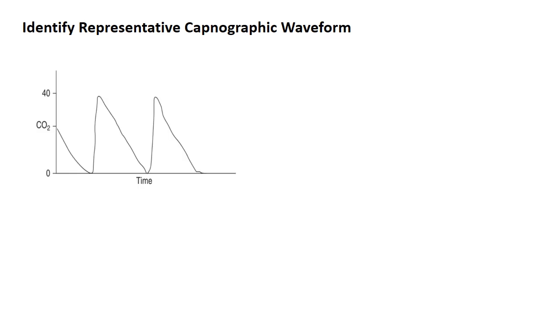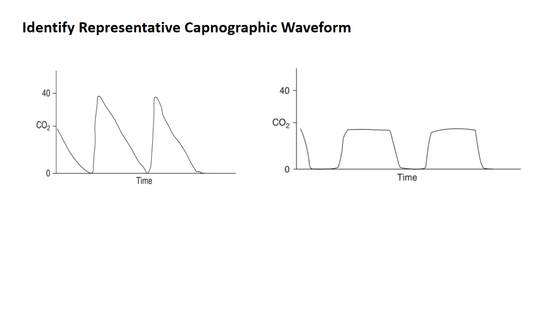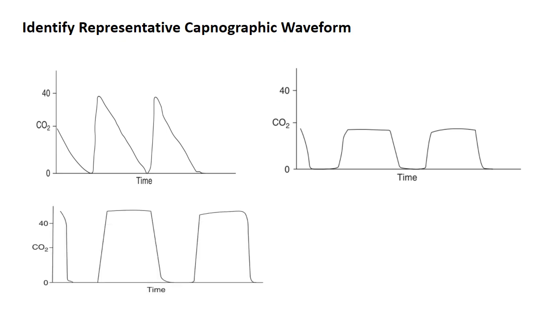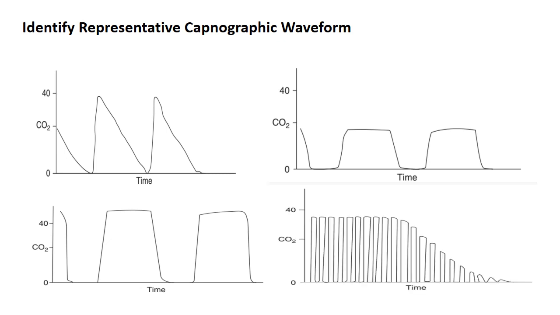This capnogram shows contamination of the expired sample by the fresh gas flow, or the sampling site is too near to the fresh gas. Here the capnogram shows a low EtCO2, which indicates hyperventilation, and here the high EtCO2 indicates hypoventilation. And this one shows a sudden fall in the EtCO2 due to asystole, hypotension or massive pulmonary embolism.